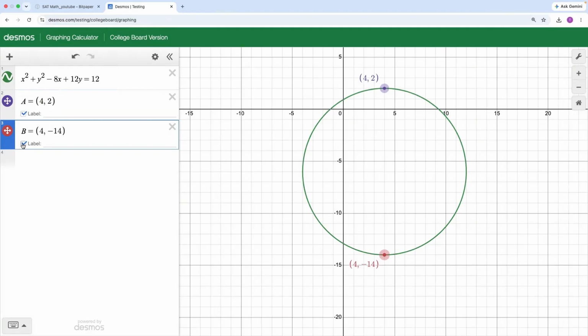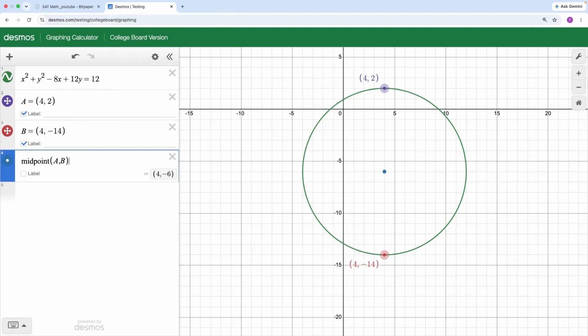These 2 points are the endpoints of a vertical diameter. The center of a circle is the midpoint of any diameter. In Desmos, enter midpoint A and B. Desmos gives (4, −6). Therefore, the center of the circle is (4, −6). This matches the center we found by completing the square.